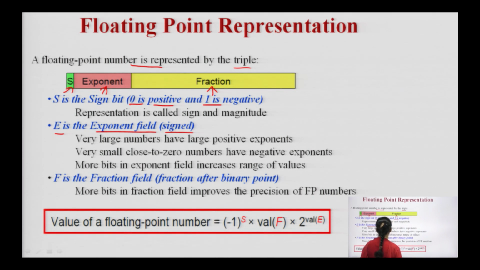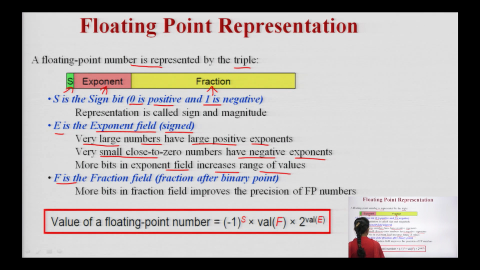So it also carries a sign: if the numbers are very large, the exponent will be a large positive, and when the number is very close to 0, we represent the exponent as a negative one. More bits in the exponent field increase the range of values. The third field is the fraction field, represented by F, which tells the fraction after the binary point. Here we are assuming that the numbers are normalized.